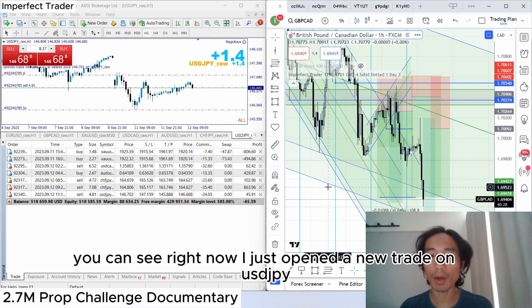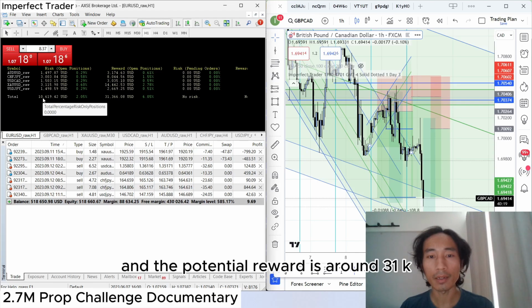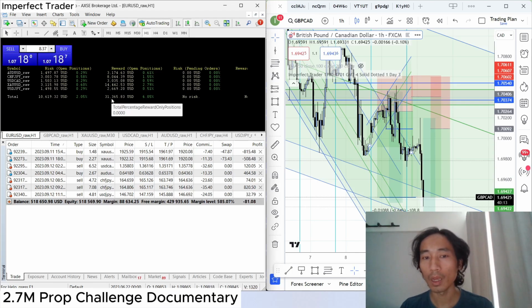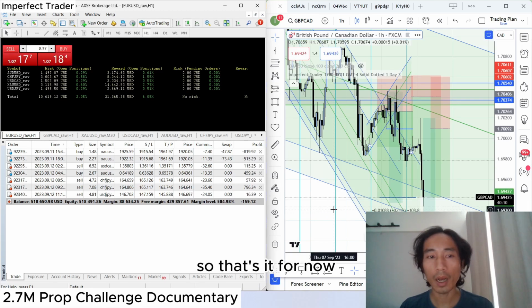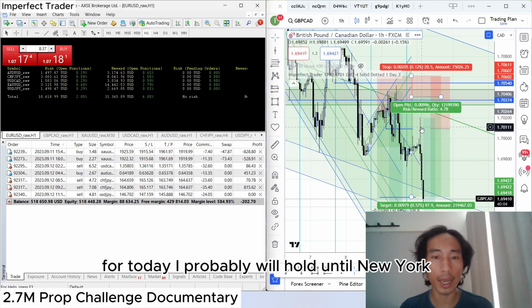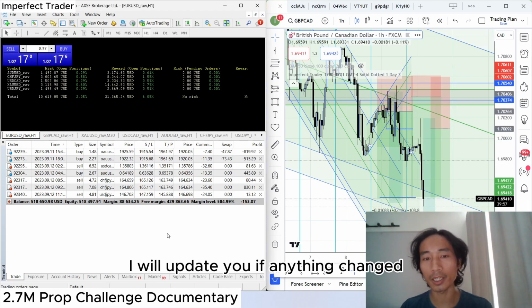And you can see right now, I opened a new trade on USD JPY. So the overall risk exposure right now is 10K, and the potential reward is around 31K. So that's it for now. I have pretty much enough trades for today. I probably will hold until New York and tomorrow as well. I will update you if anything changes.